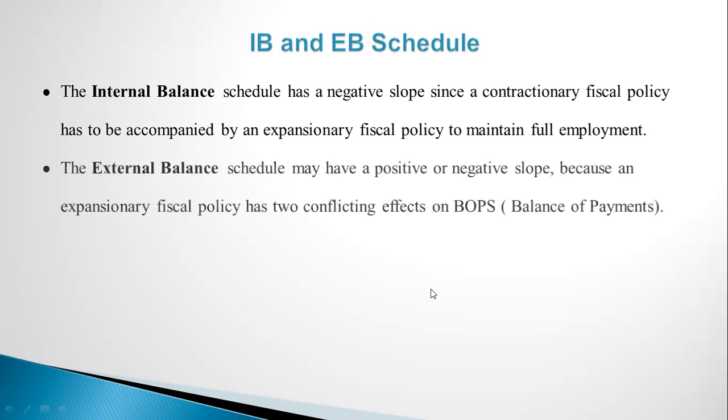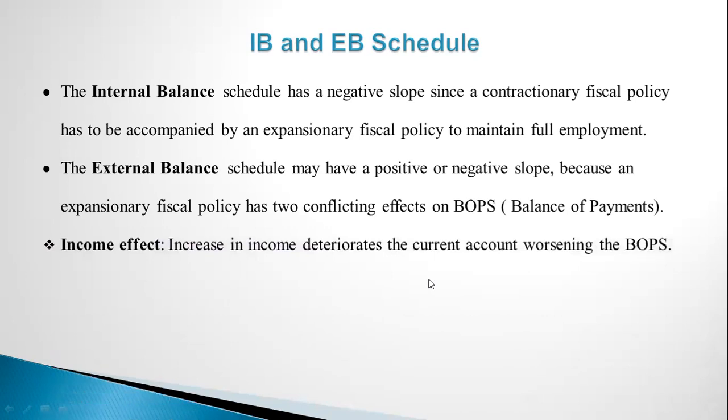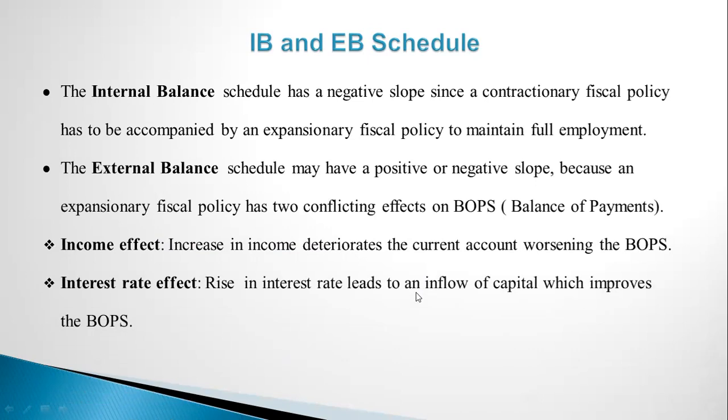On the other hand, the EB schedule may have a positive or negative slope because an expansionary fiscal policy has two conflicting effects on BOP. First of all, the income effect, and second, the interest rate effect. The income effect: the increase in income leads to a deterioration in the current account, which worsens the balance of payments. But on the other hand, the interest rate effect: the rise in interest rate leads to an inflow of capital which improves the balance of payments.